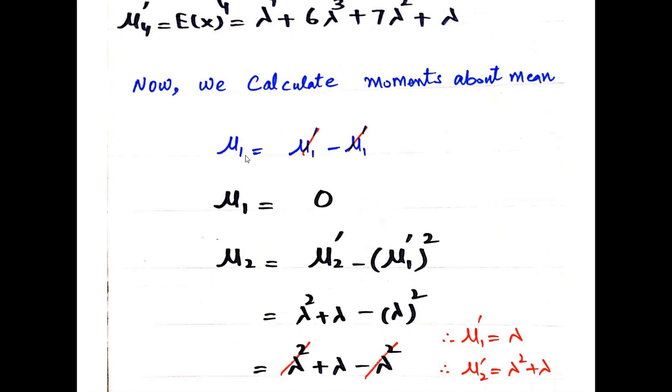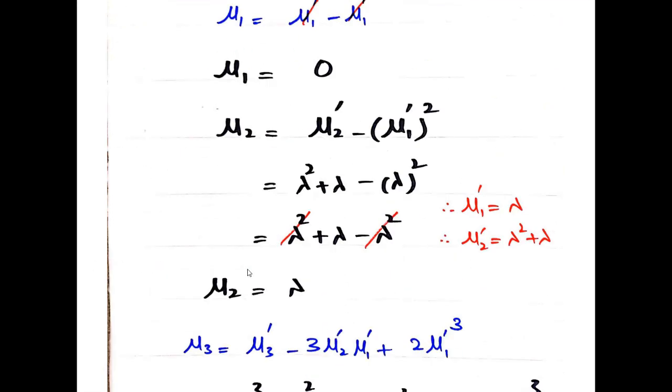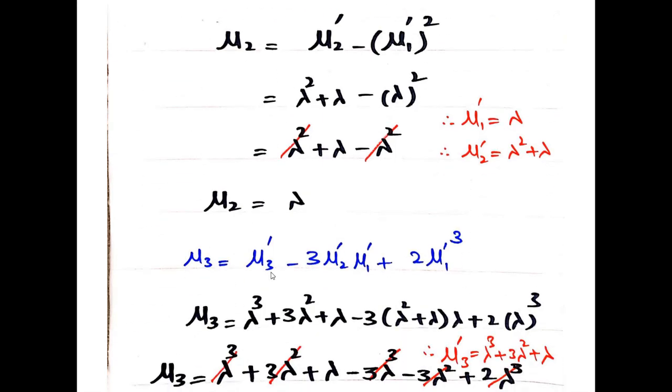Recently. So mu1, which is the mathematical notation for the first moment about mean, is equal to 0. Mu2, the second moment about mean, is mu2 prime minus mu1 prime square, which is lambda square plus lambda minus lambda square, which is equal to lambda. Mu3 is equal to mu3 prime minus 3 mu2 prime mu1 prime plus 2 mu1 prime power 3.